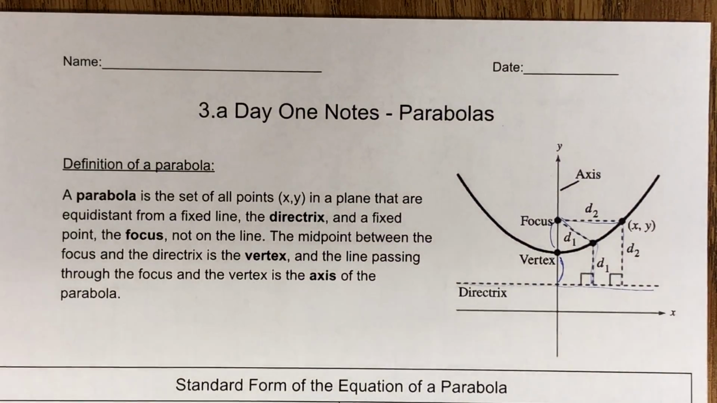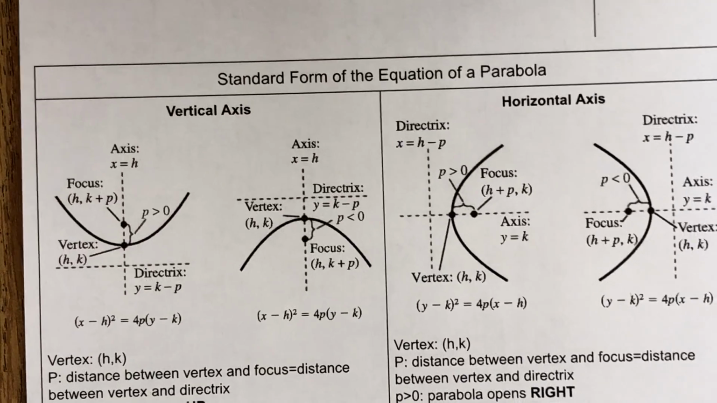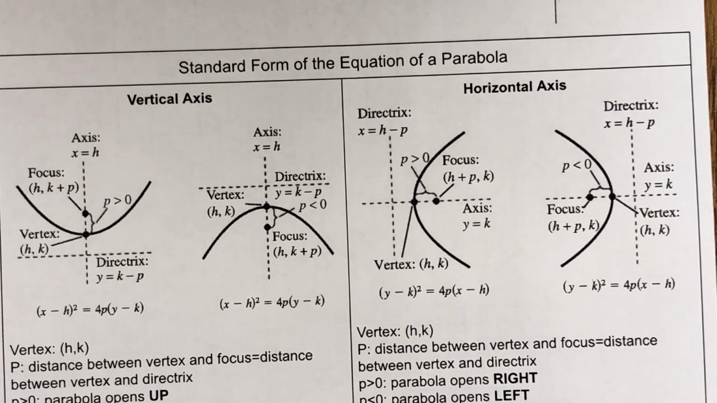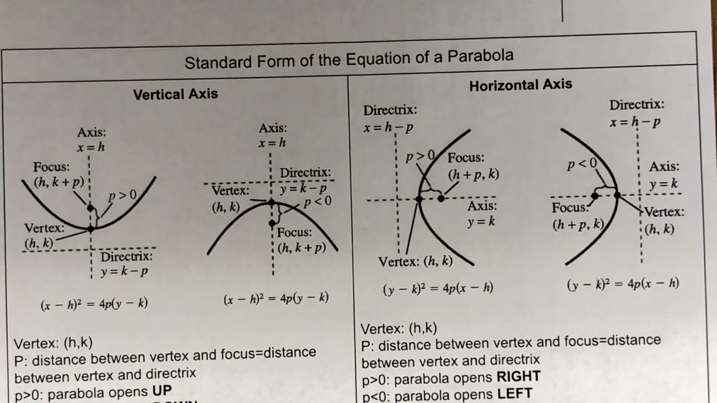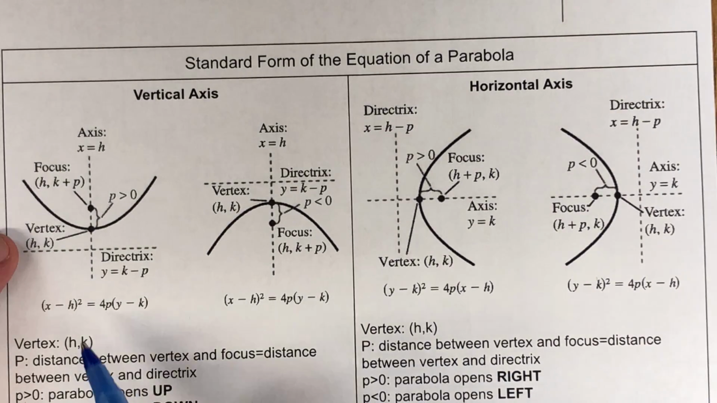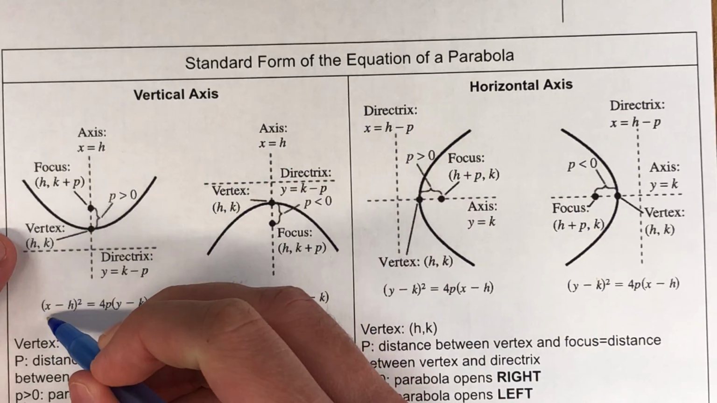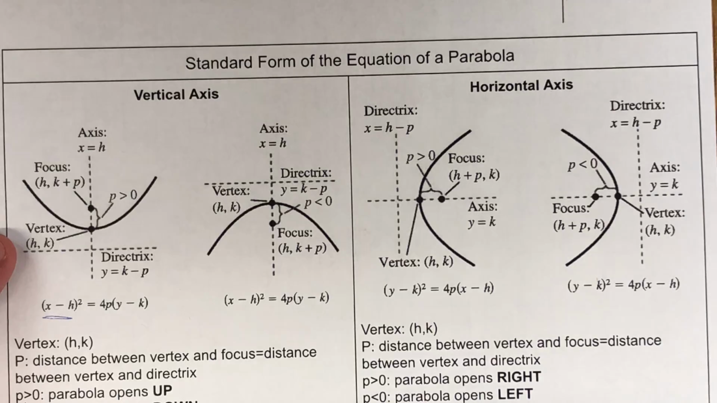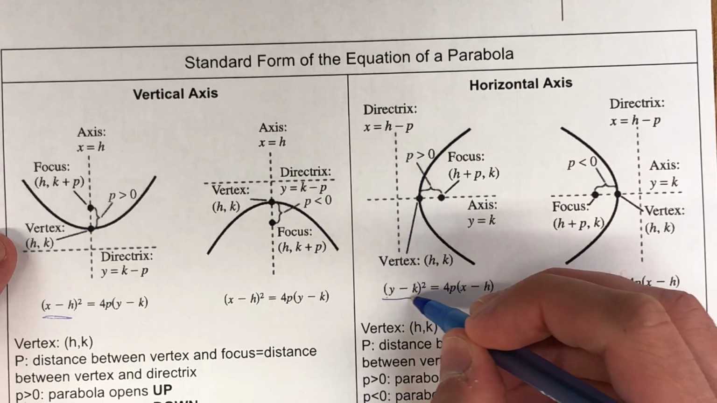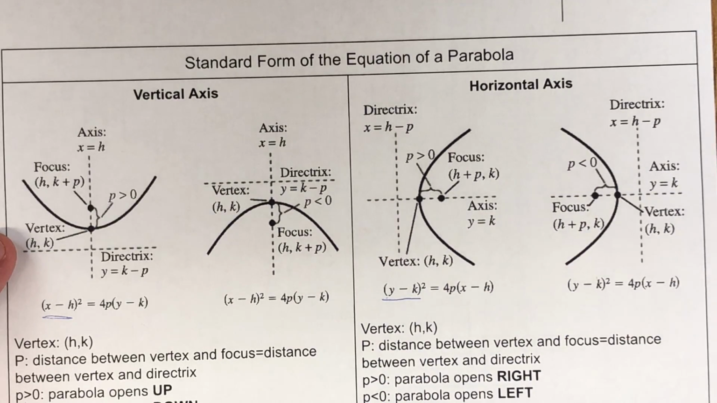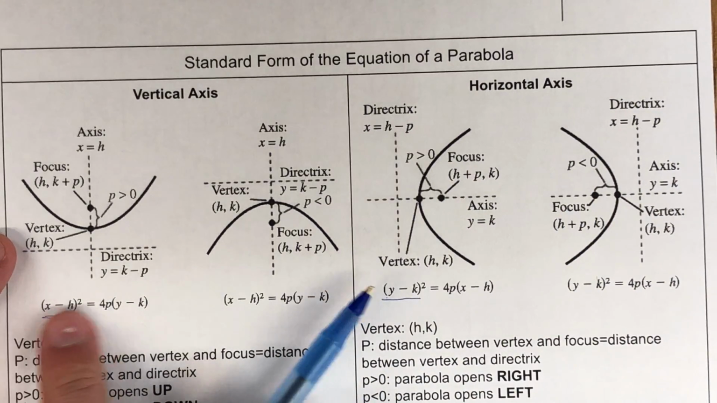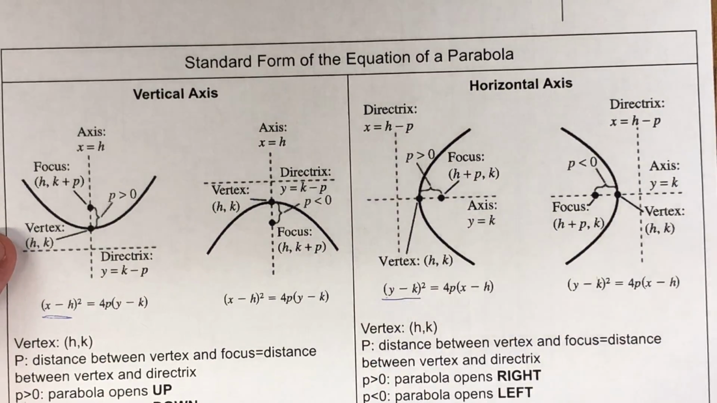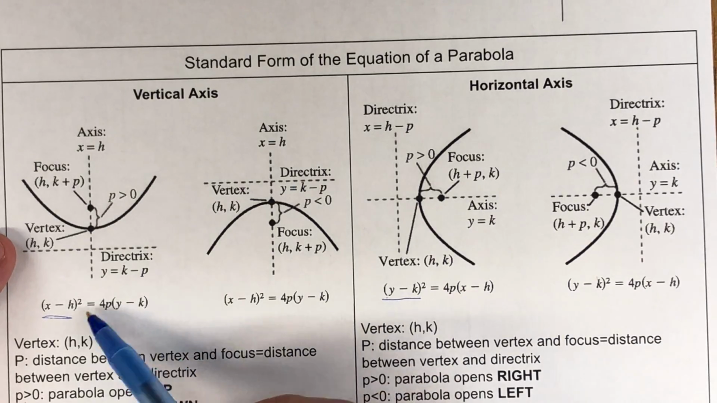So we have two different standard form equations for a parabola. One with a vertical axis and one with a horizontal axis. As we look at these, you'll notice really the only difference here has to do with the location of x and y. So for our vertical axis, the x portion is squared. For our horizontal, the y portion is squared. Other than that, it's basically all the same. So you're just switching the location of x minus h with y minus k. So let's talk about what these letters mean.